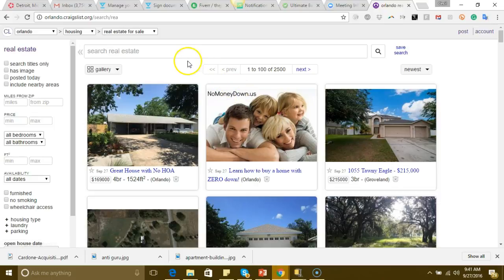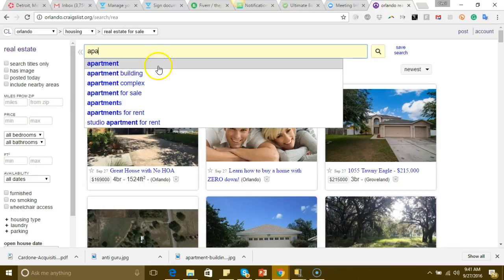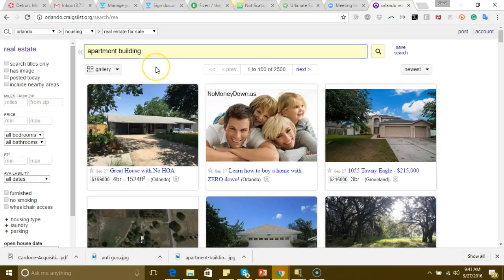All right. So I'm going to come up here and put in apartment buildings. You can put more than one thing, but I'm just going to leave it like that for now, just for the sake of this training. And we put in apartment buildings.